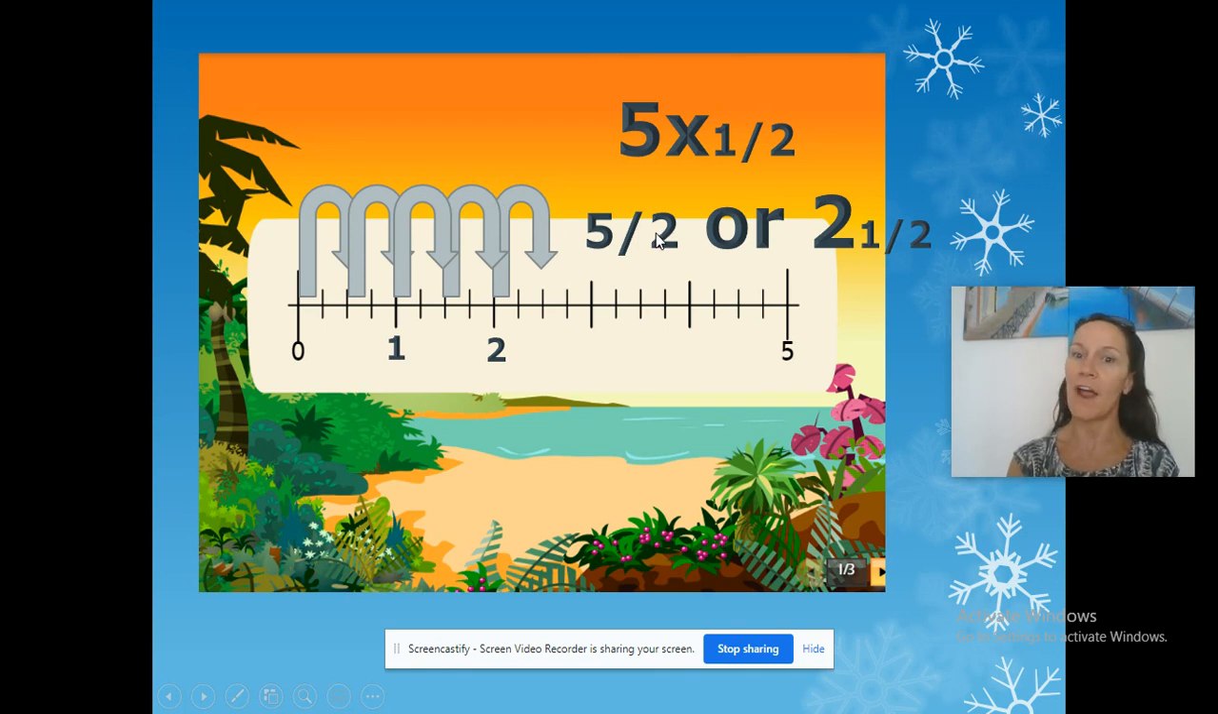But that's an improper fraction. And we can turn that into a mixed number, which would be 2.5. And you can see how that's been represented here. On this number line, there's 1, there's 2. 5 halves came all the way up to 2.5.